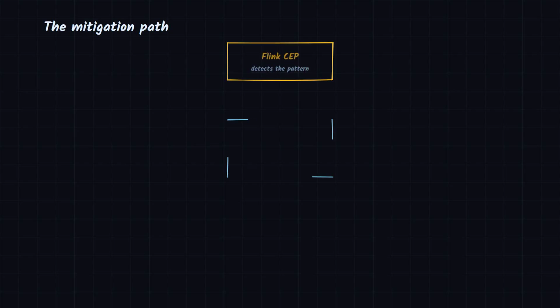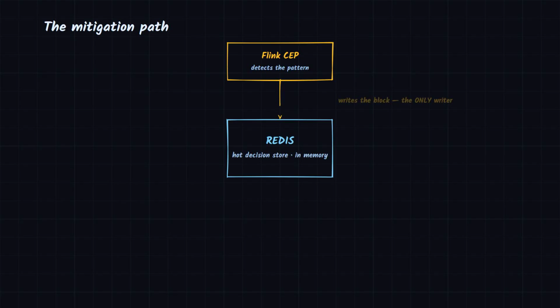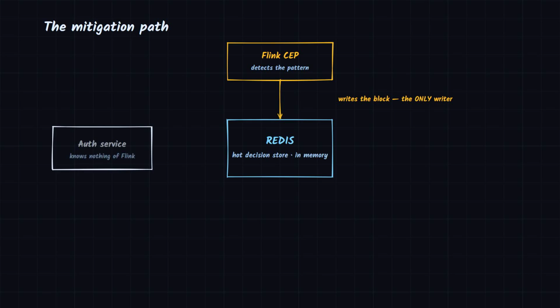So the shape looks like this. Flink detects the pattern and writes a block for that card into Redis. That is the only writer. The authorization service, which knows nothing about Flink or patterns or windows, does one lookup against Redis for every transaction and gets back a decision. The write path and the read path are decoupled by a store that answers in memory.